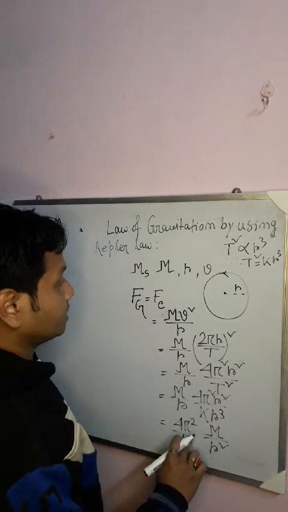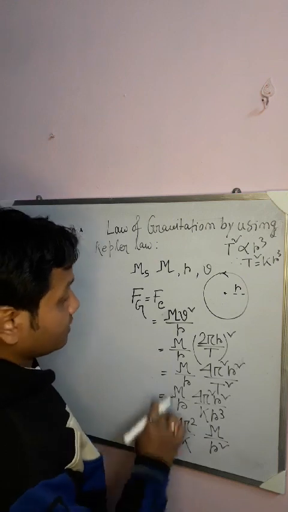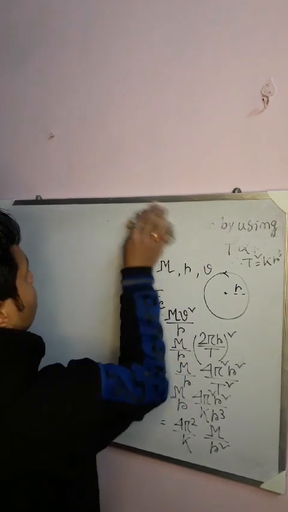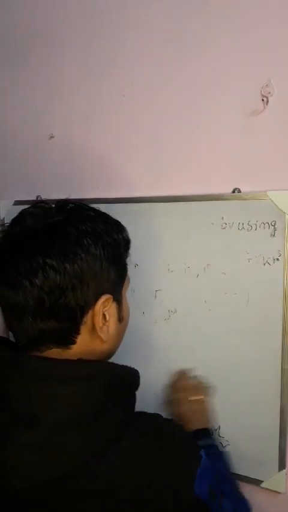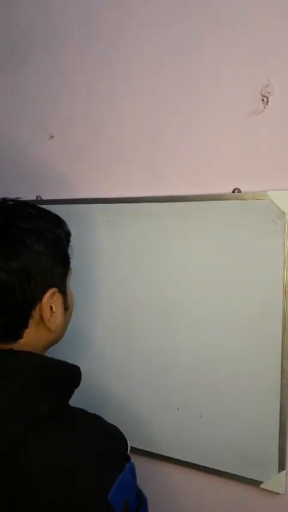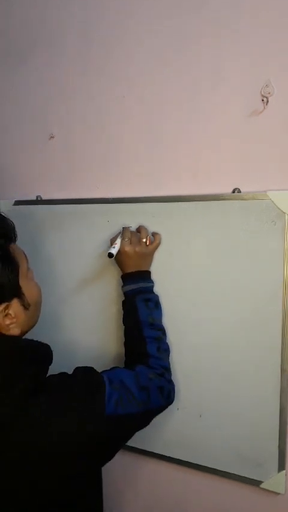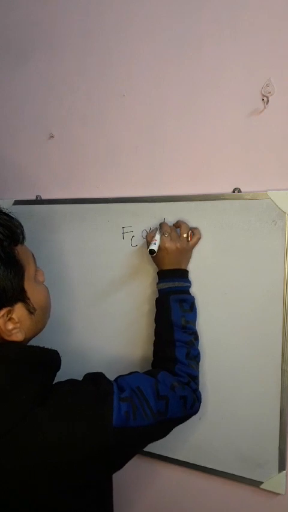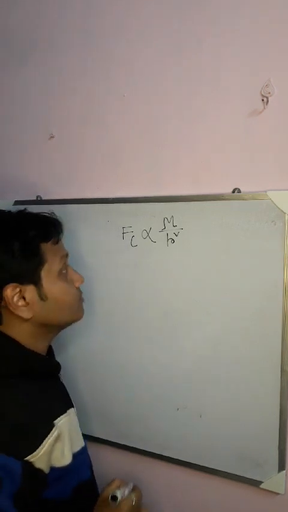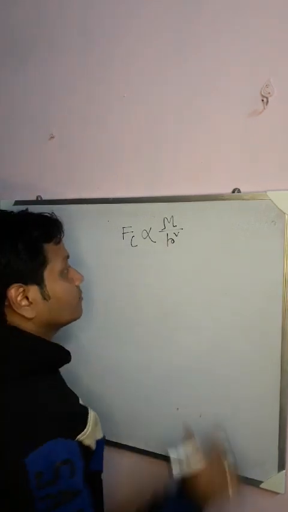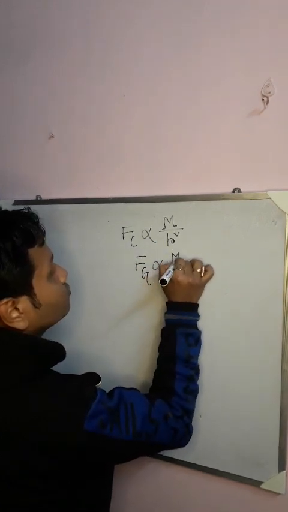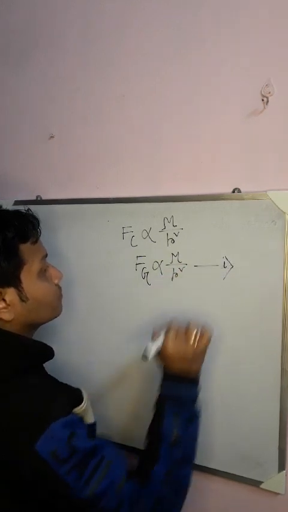This is a constant quantity, 4 pi square by k is a constant quantity, that means centrifugal force is proportional to this term m by r square. We can conclude it. And again the stability condition gives us that this force is equal to the gravitational force. So if Fc is proportional to m by r square, Fg is also proportional to m by r square. Give it a name, say 1.